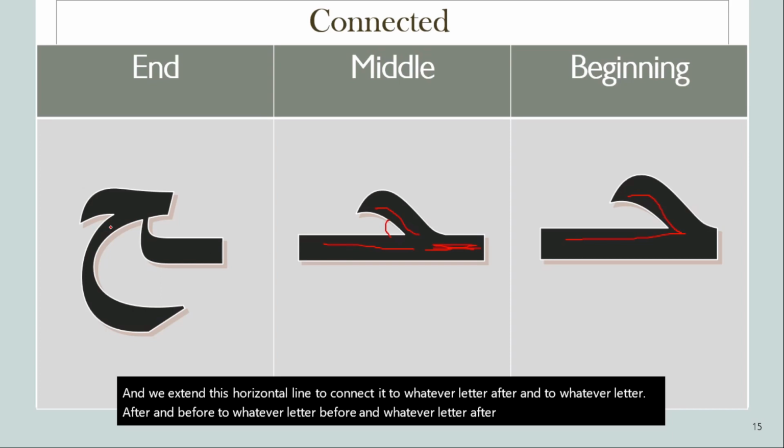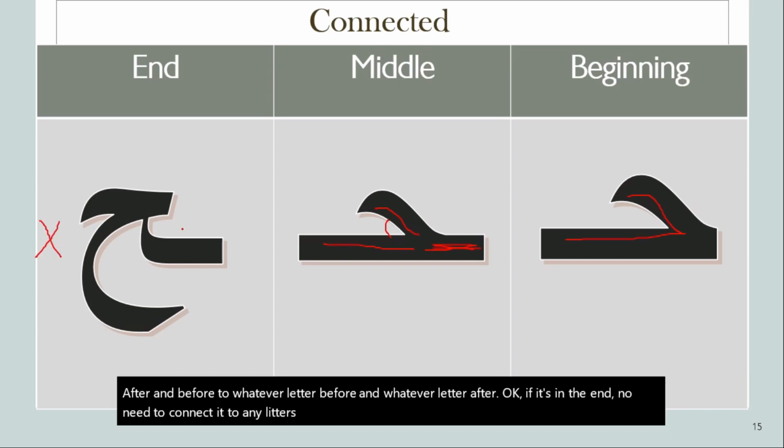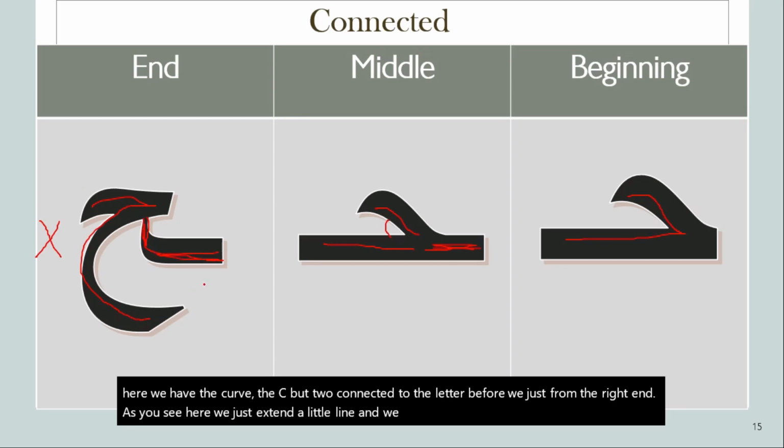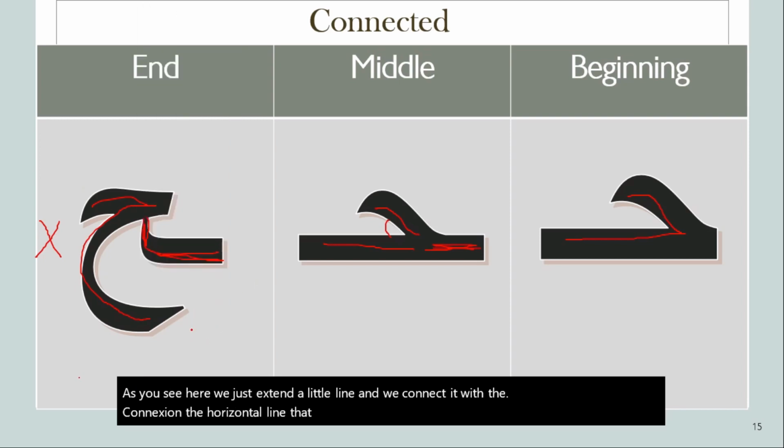Okay, if it's in the end, no need to connect it to any letters after, so it keeps its original shape when it's isolated. So here we have the curve, the C, but to connect it to the letter before, we just from the right end, as you see here, we just extend a little line and we connect it with the connection, the horizontal line that we know. Okay, this is حرف الحاء, beginning, middle, and end.